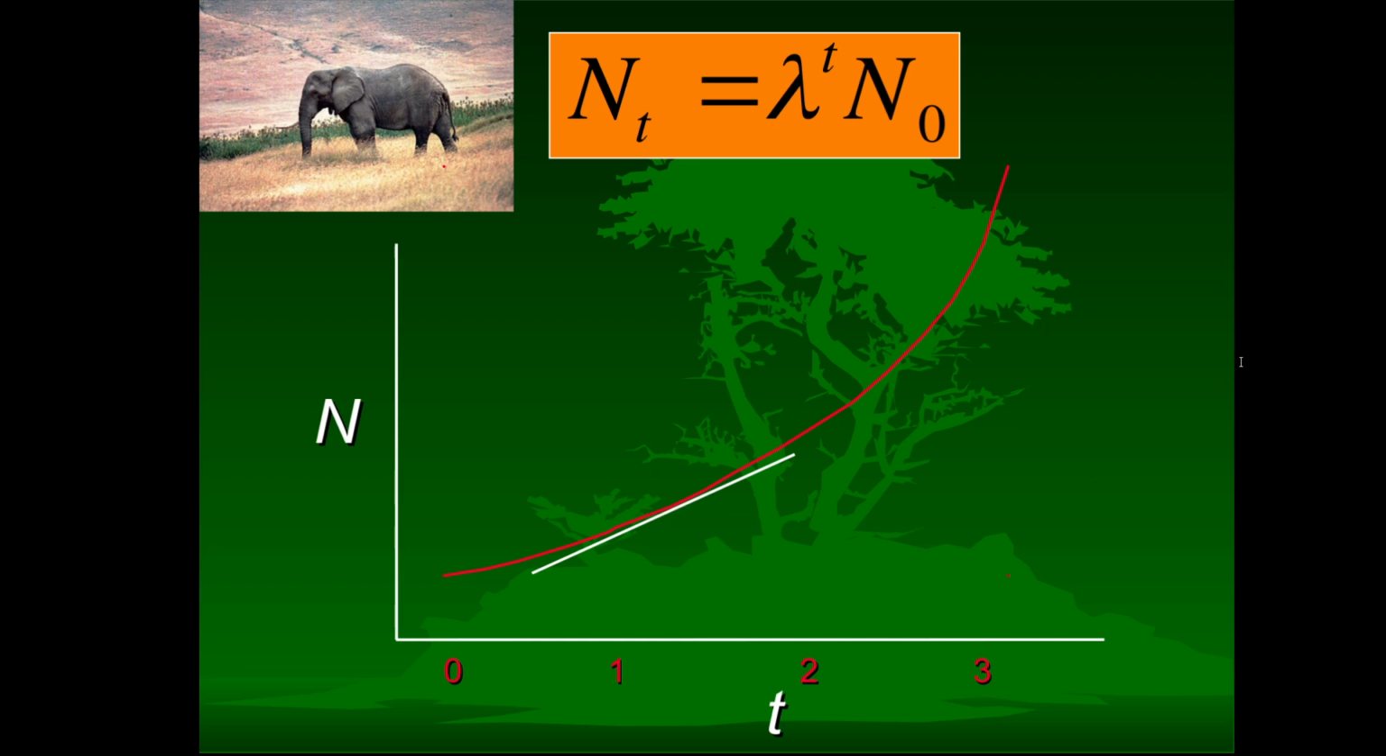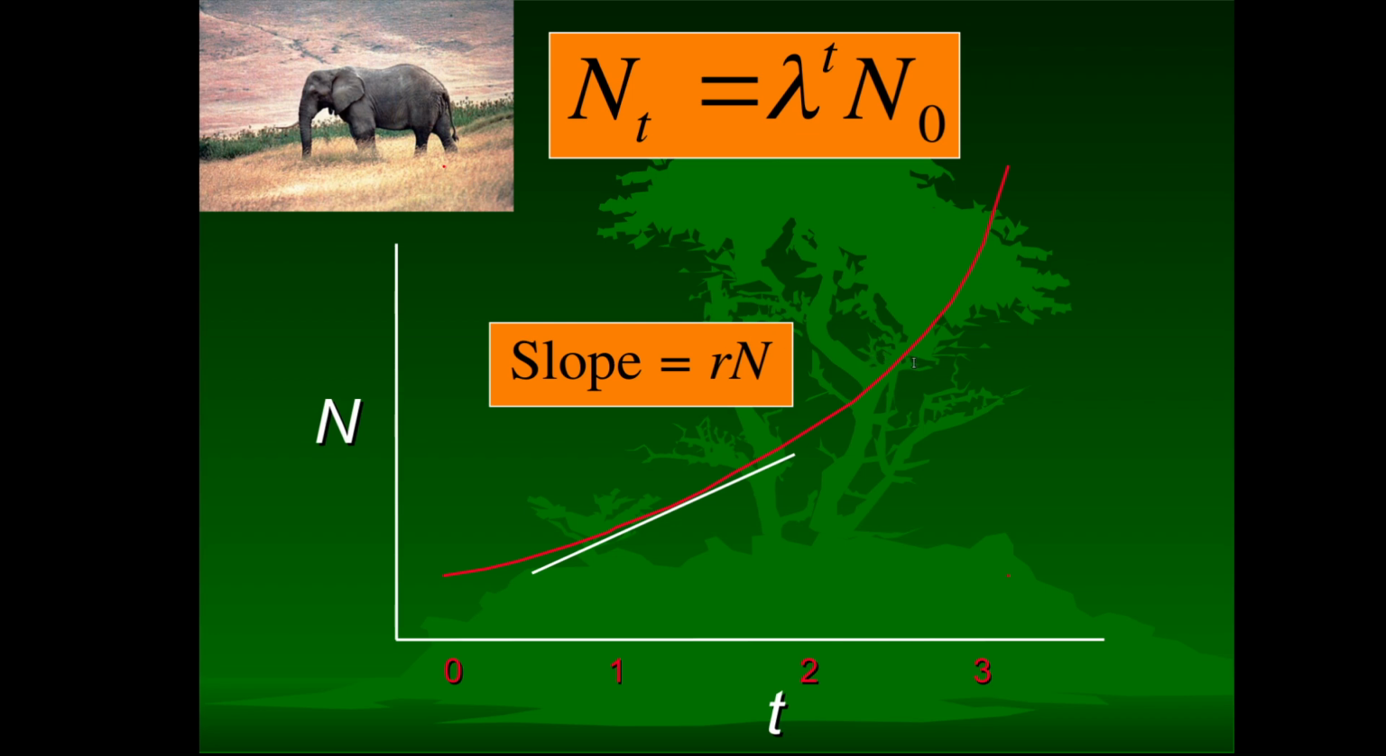So here's where the calculus comes in. It just so happens that the slope of this curve is proportional to n. In other words, the slope is equal to some constant times n. Let's call that constant little r. This constant must be, by definition, the per capita rate of increase, which I mentioned above.